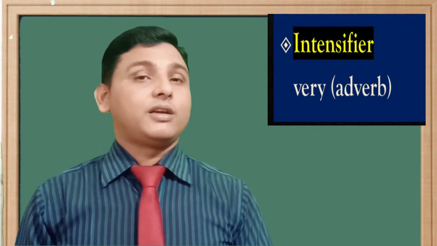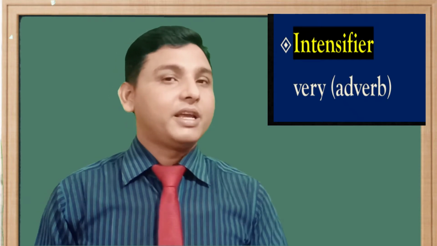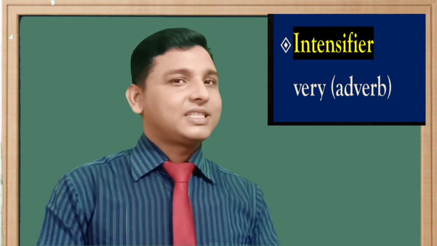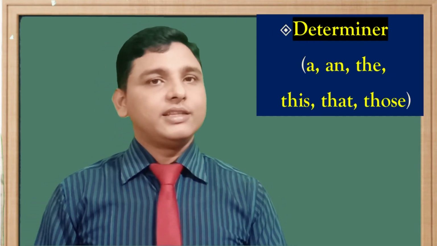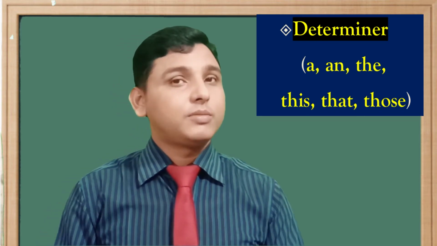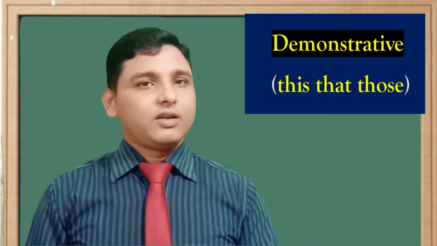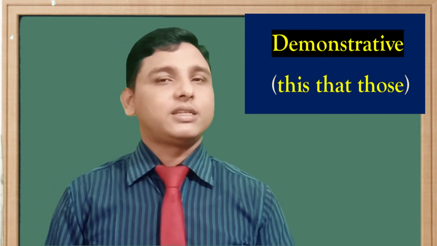Now, intensifier. If you are asked to put an intensifier, then you will certainly put very there. Very is another type of adverb. Now see determiner: a and the, these, that, those, they are determiners. Whenever you are asked to put determiners, then you will choose from these words which is necessary for the passage. Now see the demonstrative. Whenever you are asked to put a demonstrative, in that case you will put from these three words, these, that and those.